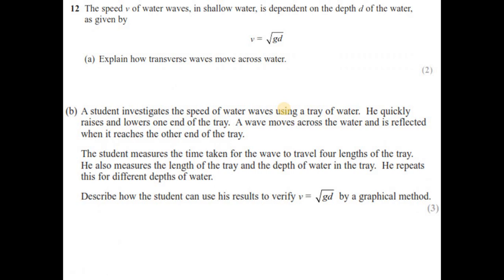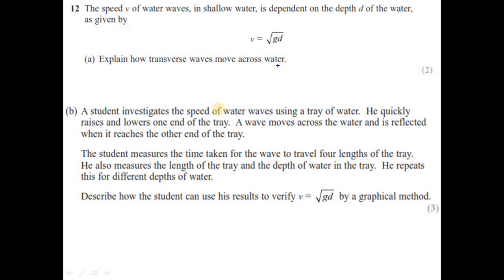The speed v of water waves in shallow water is dependent on the depth d of the water as given by v equals square root of gd. Explain how a transverse wave moves across the water.